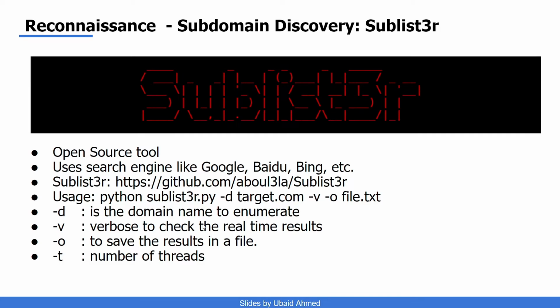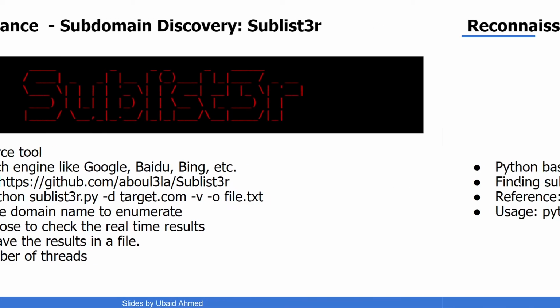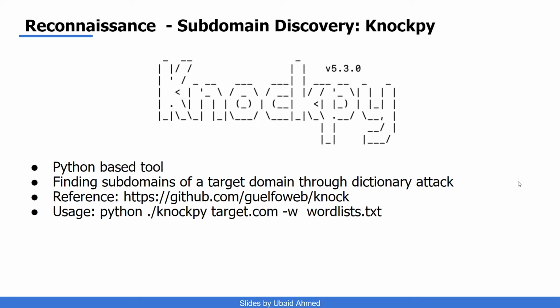Now there is another tool, which is again a Python-based tool, and its name is ECPy. Basically this is also used for subdomain enumeration, and it helps us find the subdomains of our target through a dictionary attack. In a dictionary attack, we provide a dictionary from which it picks up words. It is similar to a brute force attack: it will pick a word from the dictionary, add it to the domain, and see whether that particular subdomain exists or not.